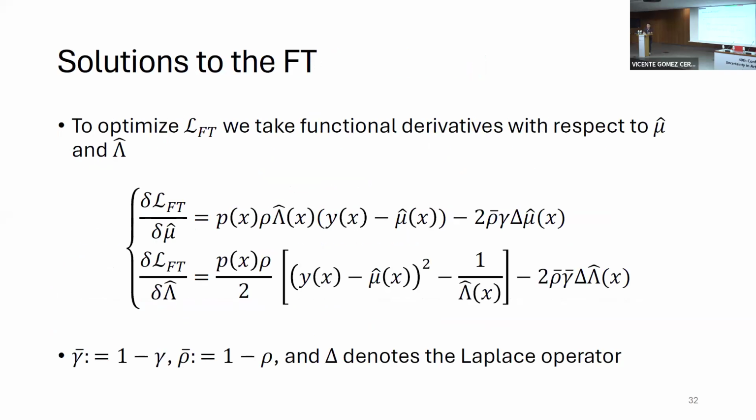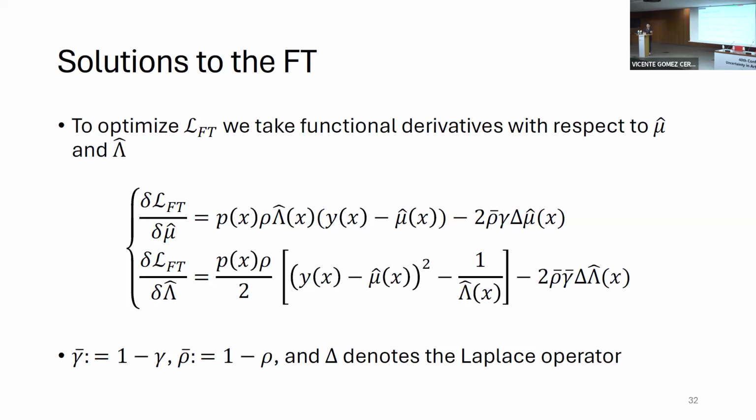Now, if we want to find what this mu and this lambda should be for our field theory that would optimize it, we can take functional derivatives. And these are our functional derivatives taken with respect to the mean and lambda. And just to be perfectly clear here, you may have noticed in the way that the likelihood is written on those previous slides, lambda is a precision. It made the math a little bit easier. And again, our gamma bar and our rho bar are 1 minus gamma or rho, and the nabla symbol is denoting the Laplace operator.